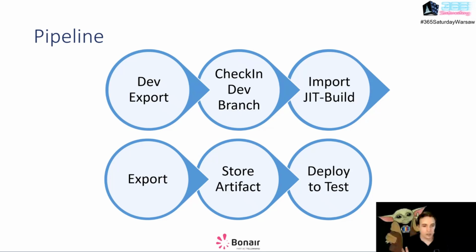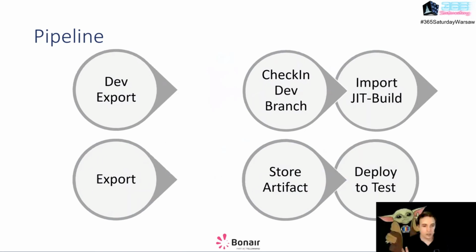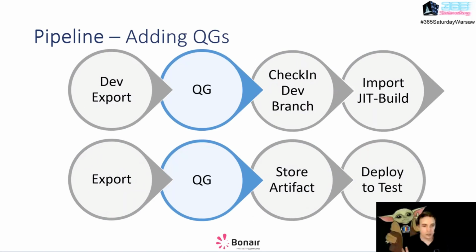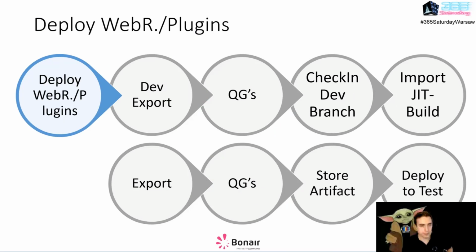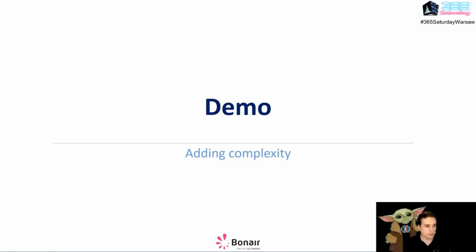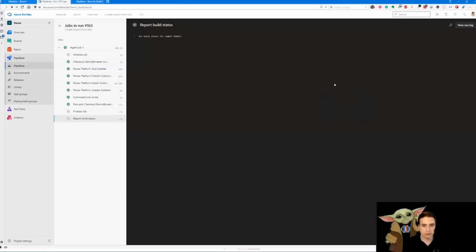Just to remember, this is the pipeline we have looked at, and now we want to add some quality gates to it. We will run the solution checker here. We could run it again after this one, for example, or add any other of those quality gates. Another thing we will take a look at is deploying web resources automatically. We will see how far we come with this one. Yes, so let's take a look at this.